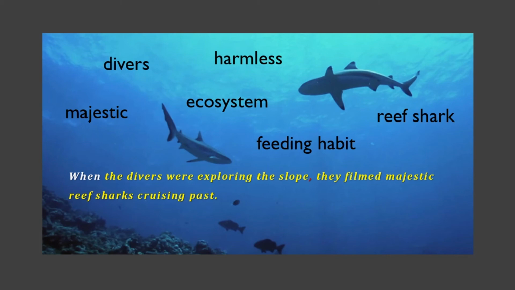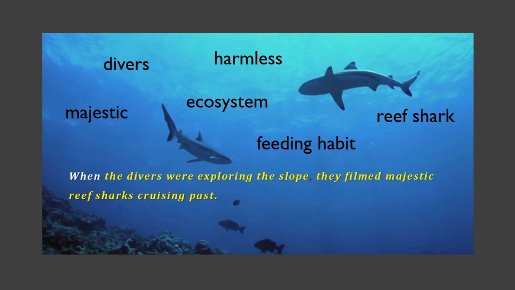We have to put a comma here because this sentence begins with a dependent clause. Suppose it was the other way around. I began this sentence with the independent clause which reads as, they filmed majestic reef sharks cruising past. Suppose I exchanged these two clauses and began, I'm just going to substitute there with the divers, okay, so that my sentence sounds better. The divers filmed majestic reef sharks cruising past when they were exploring the slope. In this case, I don't need to use a comma.